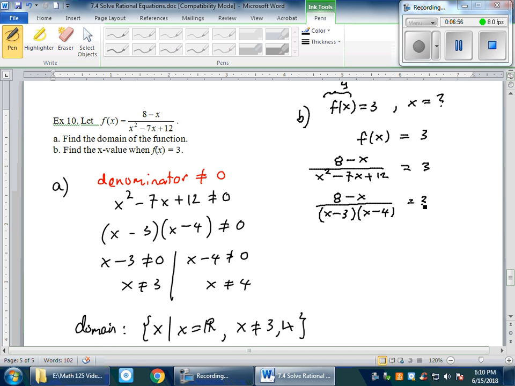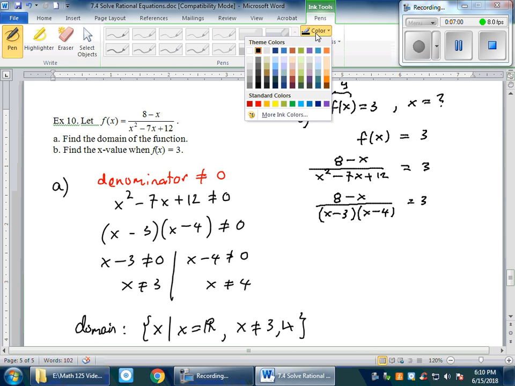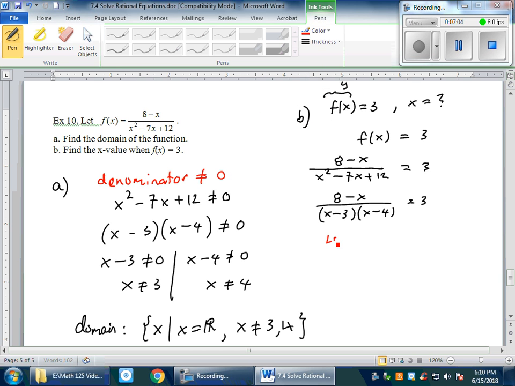Solving this rational equation, we multiply both sides by the LCD to clear the fraction. In this case, my LCD is (x minus 3)(x minus 4). And also we know the restrictions: x cannot be equal to 3 and x cannot be equal to 4. So now we multiply the left hand side and the right hand side by (x minus 3)(x minus 4).